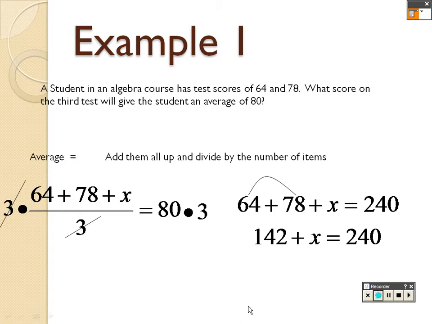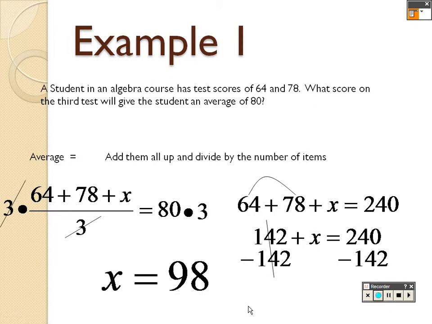So to solve for x, I minus 142. And I find out that I need 98. So what that means is if that student wants to have an average of 80, they're going to need to almost get 100% in order to get an 80 average overall. So keep that in mind when you are doing the problems. So check your answer to see if it makes sense. Okay. So see if it makes sense.